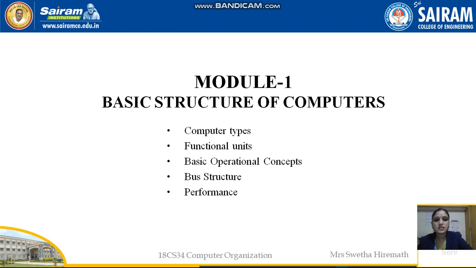Computer organization subject consists of 5 modules, and these 5 modules together are of 40 hours, and each module is of 8 hours. And there are 5 different COs, that is the course outcomes related to each and every module respectively. So first we will move on with the module 1.